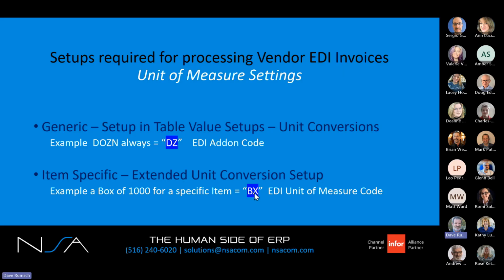If, however, you're using box, for example, for a unit of measure, one item may be 100 units, another might be 1,000 units. So you can't do box at the generic level. You need to do it at the specific item extended unit conversion setup. In there, I would set up a box of 1,000 for an item as BX for their EDI unit of measure code. Remember, I've only got 2 letters available.